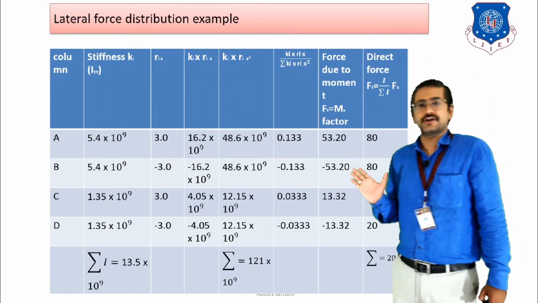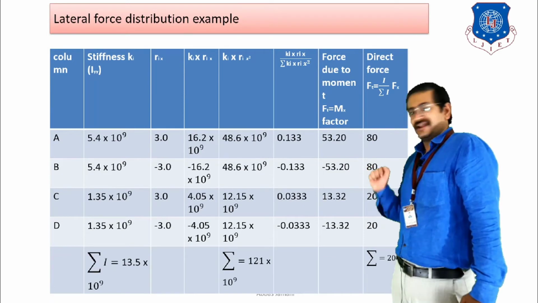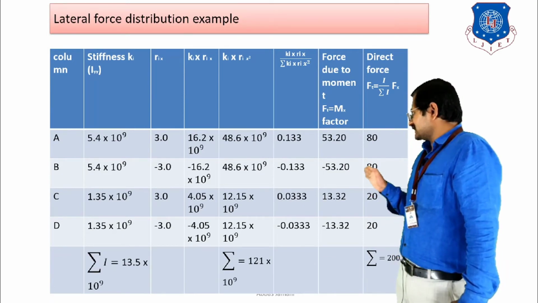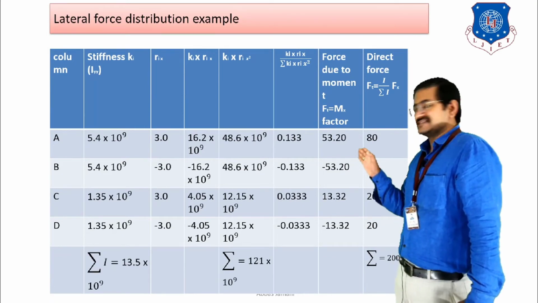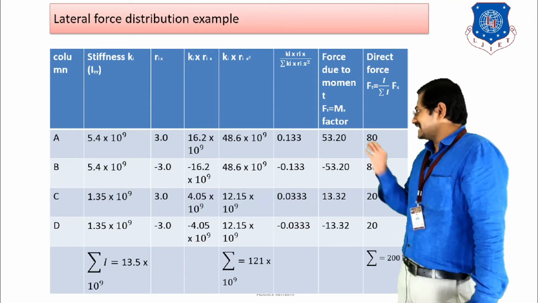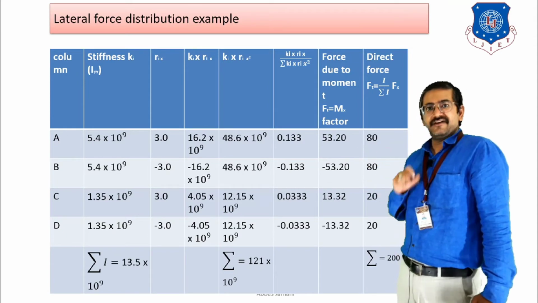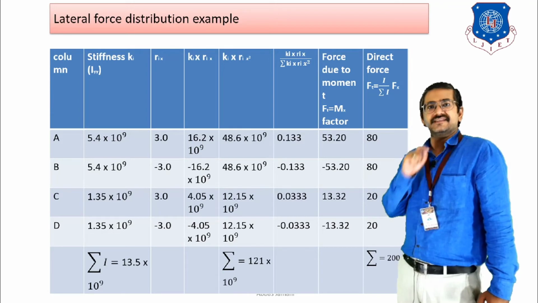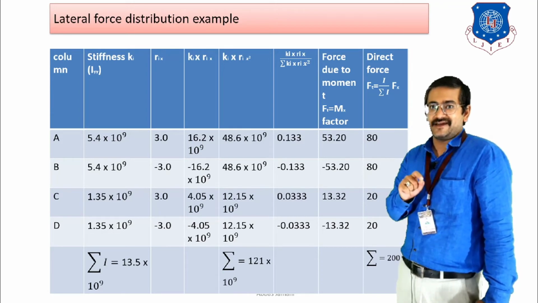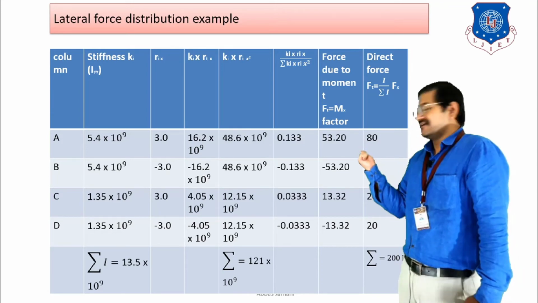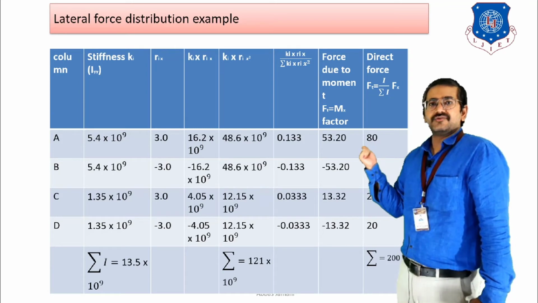So for that, what you have to do is that you have to prepare a table like this, right? Where in the first column I have shown the column numbers, that is A, B and C and D. Then secondly we calculate the stiffness. Now in calculation of the stiffness, the question comes is whether I have to consider IXX or IYY, right? But the answer is that you have to consider IYY.